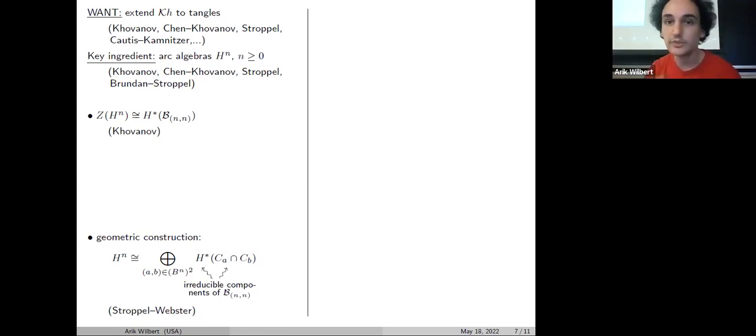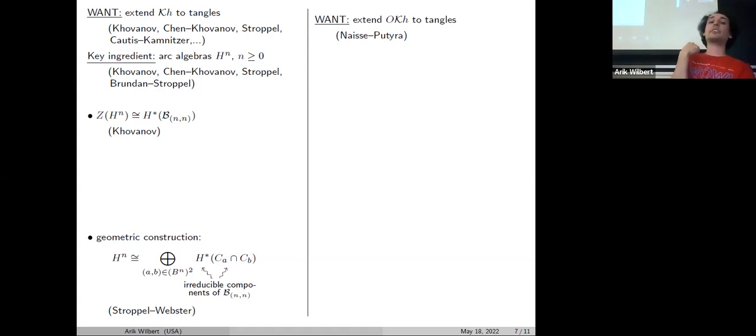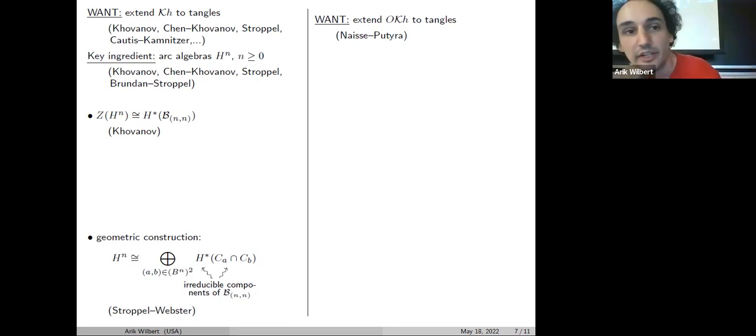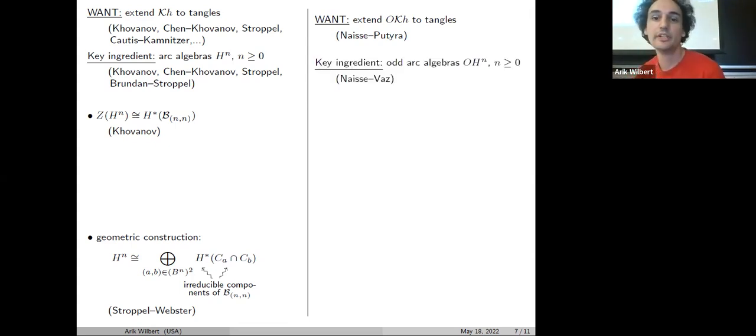For this odd setting, the first question is the same: you have odd Khovanov homology and you want to extend this to tangles. This was successfully done in recent work by Naisse and Putyra. That's good news. An important ingredient in these constructions are so-called odd arc algebras. In the notation, I'm going to put an O here to indicate that this is the odd arc algebra. This was originally constructed in Grégoire Naisse's master's thesis under the supervision of Vaz.